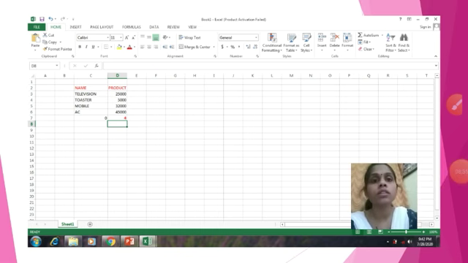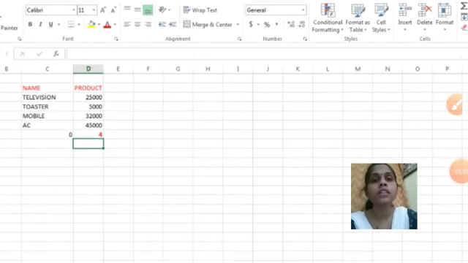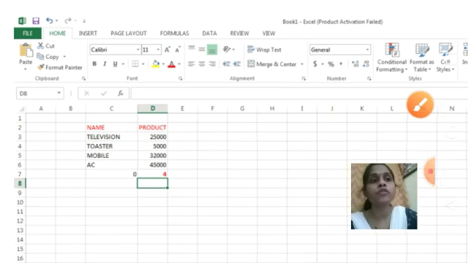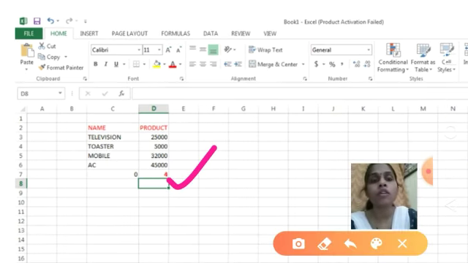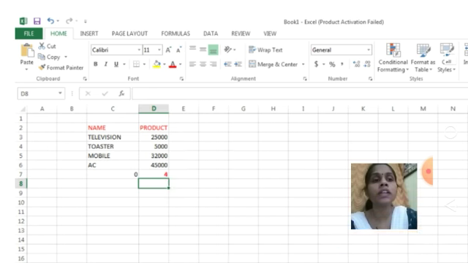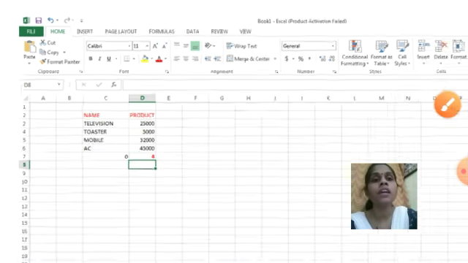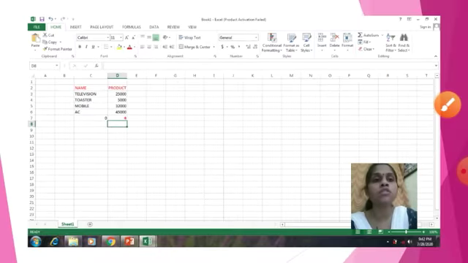See here, COUNT. In this block you have to write down the formula for count. The answer is 4, 4 numbers are there, that's why the answer came 4. Equal to COUNT D3 to D6 bracket close, you will get the count, that 4 numbers are present in those cells.